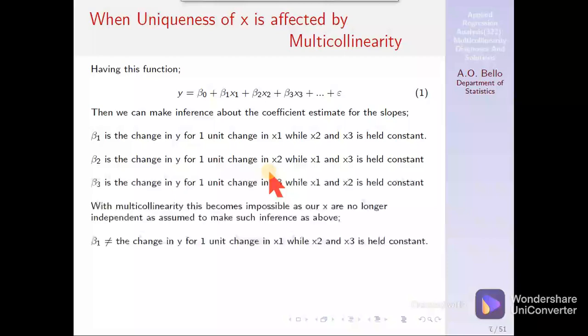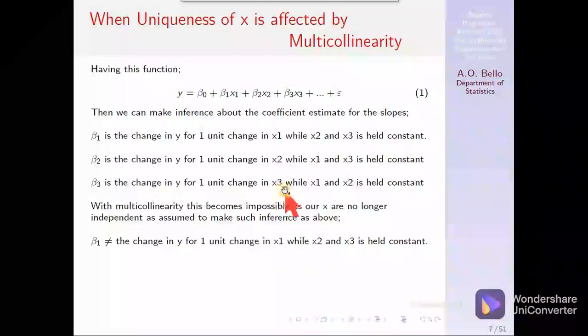Also, we can have this for beta 3 as the change in y for 1 unit of change in x3, while x1 and x2 are held constant. If you look at this, for this b3, we say our x1 and x2 are held constant. That means they are fixed, which shows in us trying to relate this b3 to how it changes y for 1 unit of x3, x1 and x2 are not to interfere in what is happening between x3 and y. That means they are held constant, they are fixed.